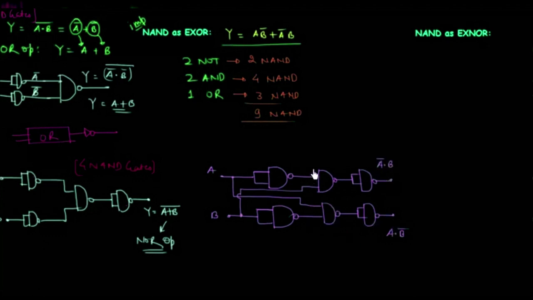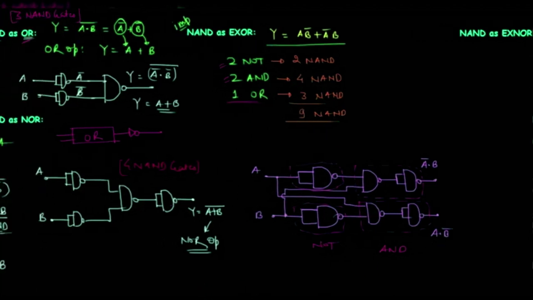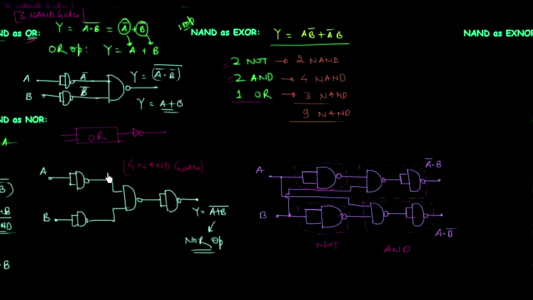So you can clearly see these 2 NAND gates, and these 2 NAND gates are working as AND gate, and this NAND gate here and this NAND gate here are working as NOT gate. So we have implemented the 2 NOT gates and 2 AND gates. The only thing that we have to do is to implement one OR gate. So I will implement one OR gate, and for this we require 3 NAND gates.